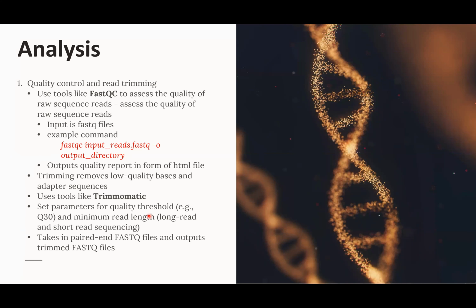And then the tool used here is Trimmomatic. You can set parameters for quality threshold, for example, Q30, which means how much you want to trim. So the higher you set the threshold means it will be very stringent. If you set it a bit low, it will be less stringent, so it will trim less of your sequence reads.